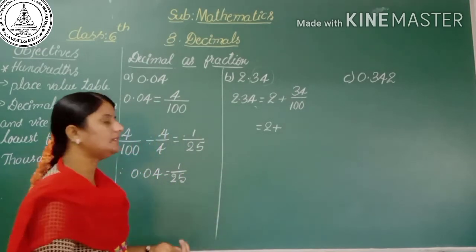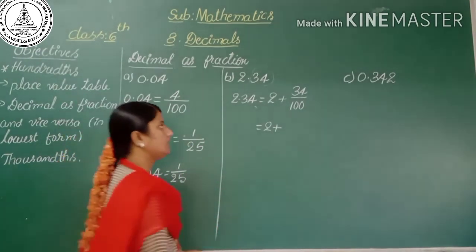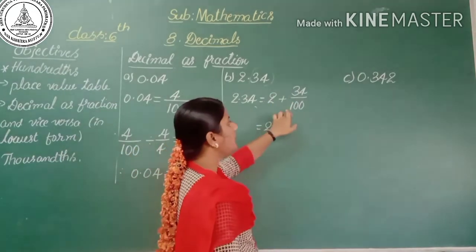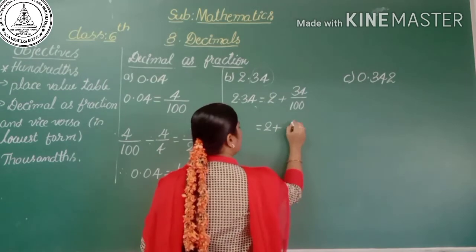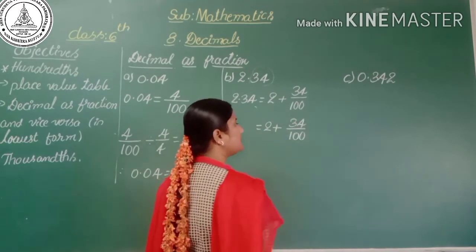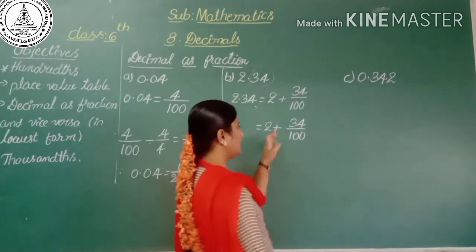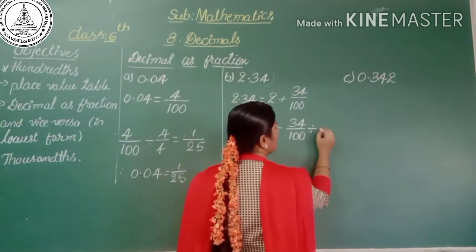So it is not in the simplest form. Then simplify 34 by 100. Let's see which number can divide both the numerator and denominator. Let's see here 34 by 100. These two numbers are divisible by the same number, that is 2.